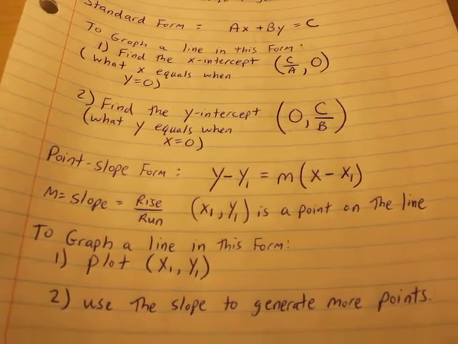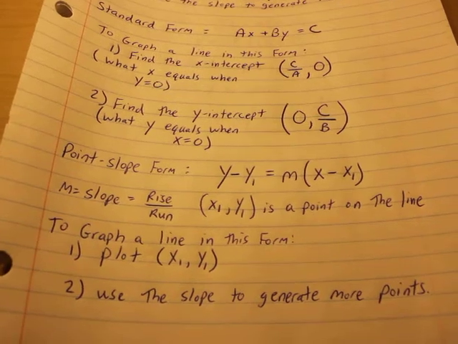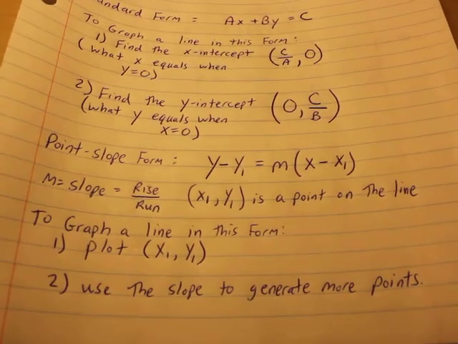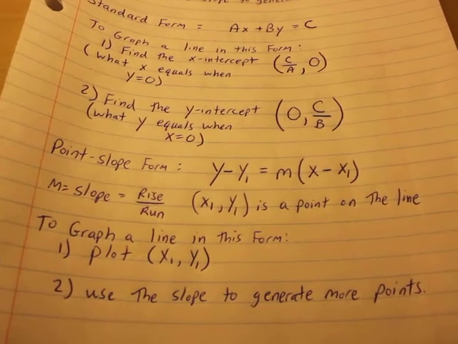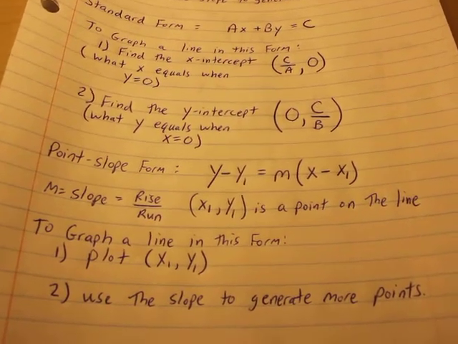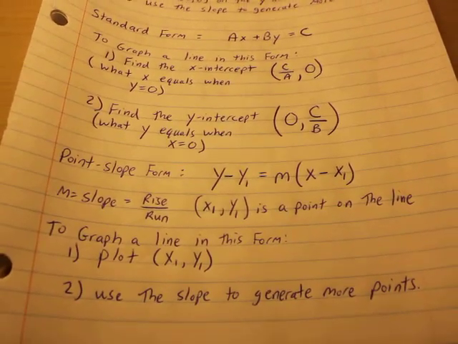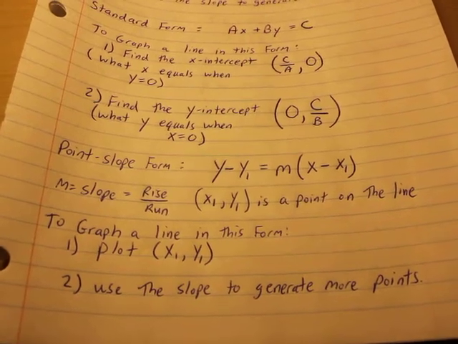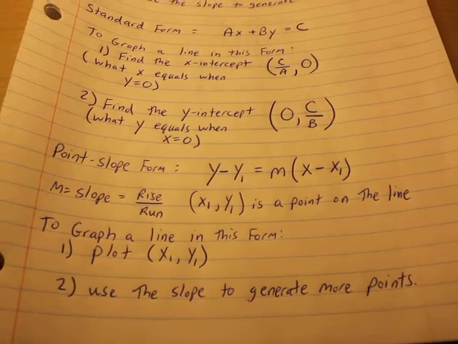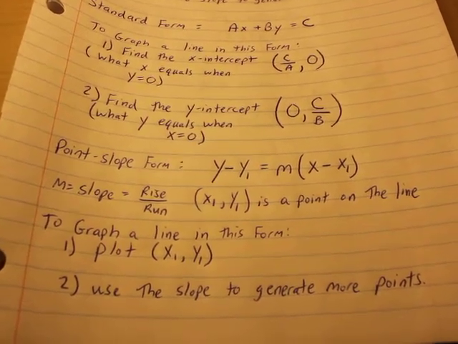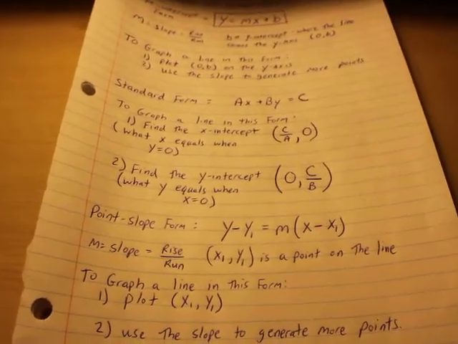So if you want to graph a line in this form, you did this yesterday for homework, you plot the point (x1, y1), and you have to watch your signs, because if it's subtraction, then the coordinates are positive. But if it's addition, then that means you're subtracting a negative, so the coordinates would be negative. So just watch your signs. The examples do a really good job of explaining that. And you plot that point on the graph, and then you use the slope to generate more points from that point, just like you would if it was slope-intercept form. So those are the three forms of a line.